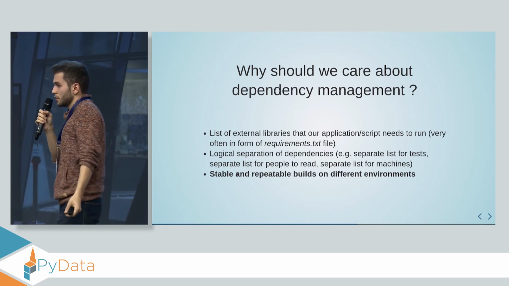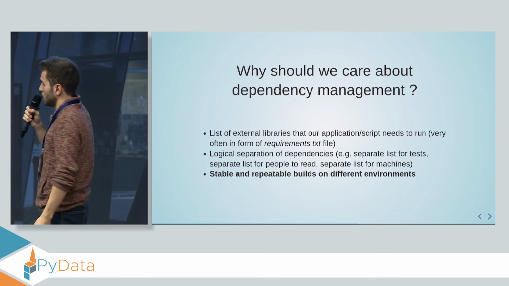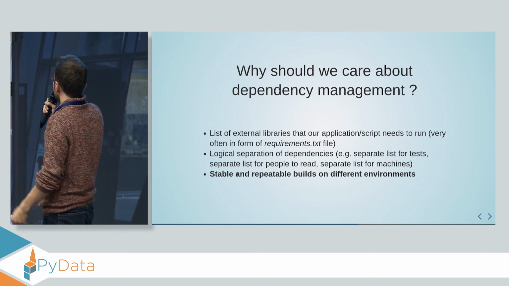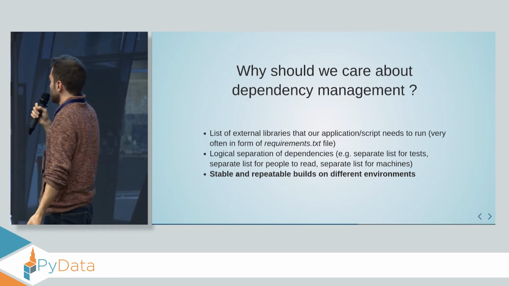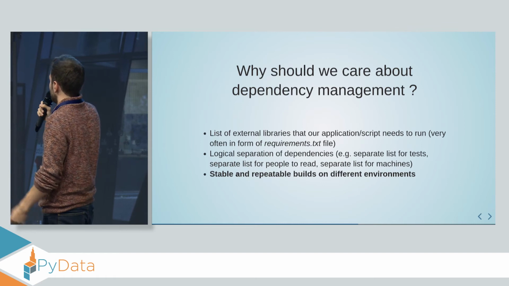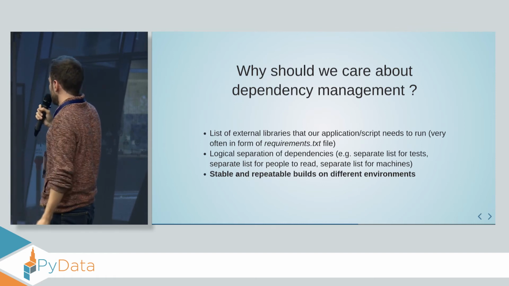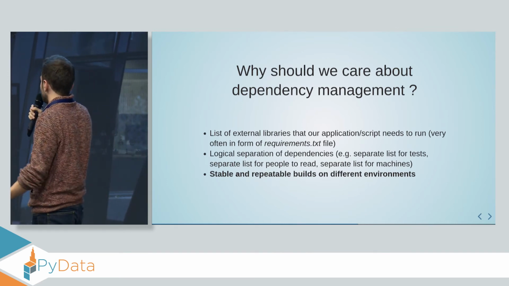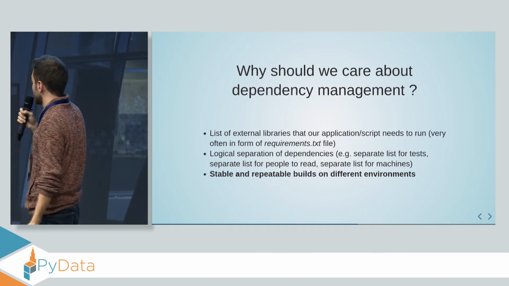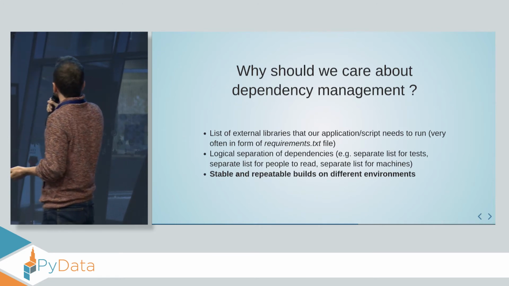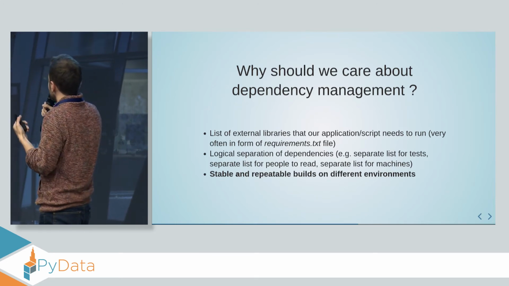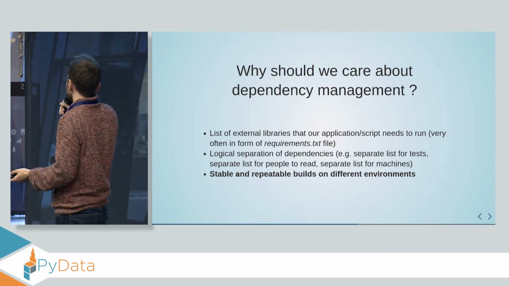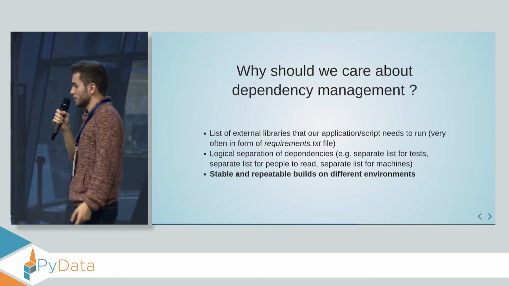For example, you start a project, you just have a simple script, you're pip installing everything in your virtual environment. But later, for example, you want to share it with someone, with a colleague. You push it to GitHub, the other person clones it and tries to run it, and it doesn't work because it's missing libraries. So the first thing that we get from dependency management is a list of external libraries that our project actually needs to run. It's very often in the simple form of a requirements.txt file.